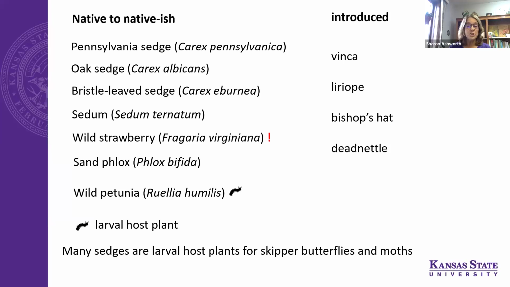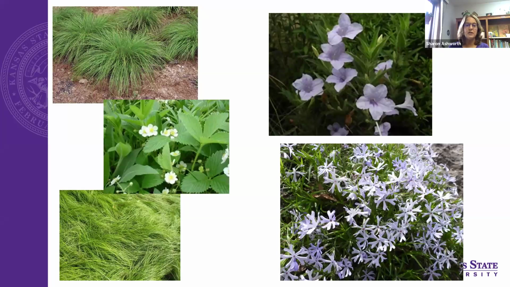Again, this is for part shade, dry, under 1 foot. There are some very familiar introduced species that we use for those situations: Vinca, Liriope, Bishop's Hat. And then over on the left are the sedges. So there's the Pennsylvania sedge, the Carex pennsylvanica I recommended, the oak sedge, but here are some other things. The wild strawberry again. Sandflox is another one to try, and I'll show you the pictures in a minute. I do want to point out that sedges are larval host plants for skipper butterflies and moths. So even if they don't have that showy flower, they're still supporting our pollinators. And there's a picture there of those plants. The sandflox is down on the bottom right, and the sedges over on the left.